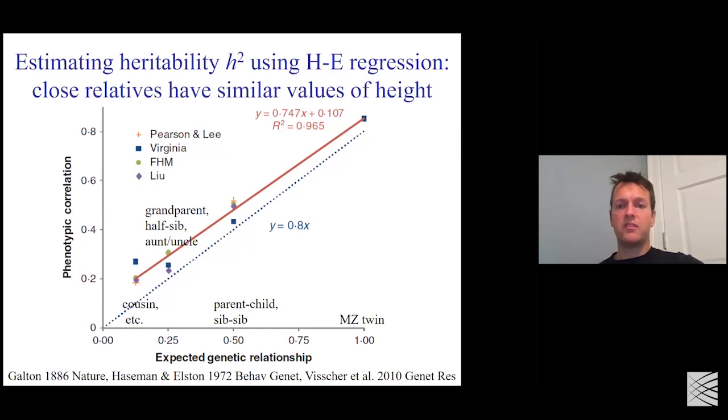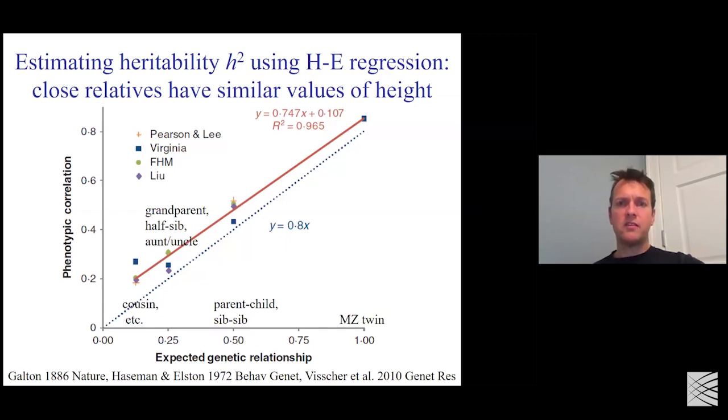So, you know, a parent-child pair or a sib-sib pair have an expectation of about 50% shared genetics, and you could ask, how phenotypically similar are those pairs? What's their phenotypic correlation? And so on this graph, this is an amalgamation of different results that were compiled in the paper of Visscher et al. 2010, in which each point represents one study.